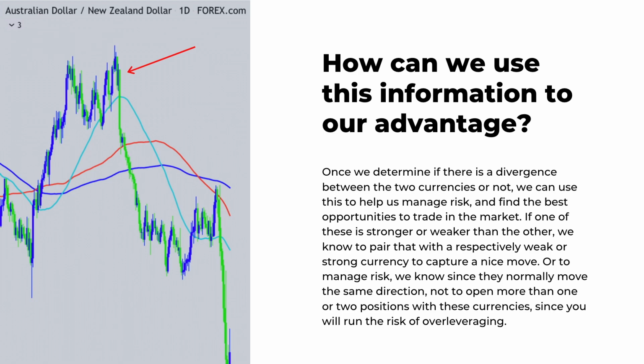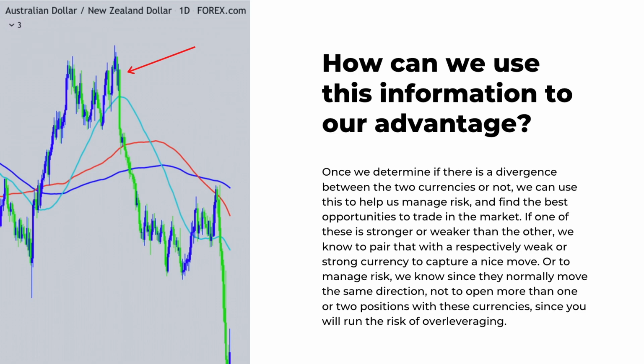If one of these is stronger or weaker than the other, like let's just use this example, if the New Zealand dollar is a lot stronger than the Australian dollar, then we know to pair the New Zealand dollar with a weak currency since it's so strong, right? And that'll give us a good opportunity rather than pairing the Australian dollar with a weak currency, because then they're both sort of weak and that won't be a very good trade. It'll chop around and there won't be a trend.